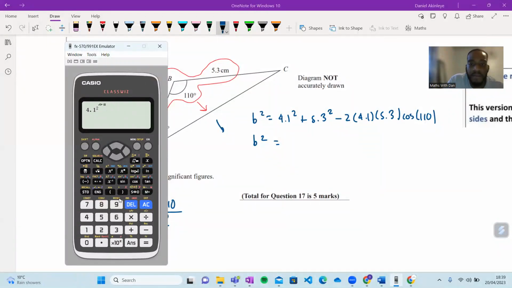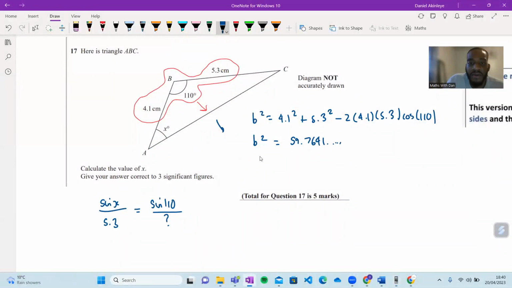4.1 squared plus 5.3 squared minus 2 lots of 4.1 and 5.3, and then cosine of 110. Now remember, when you're doing these long-winded calculations, make sure whatever you've written down on your paper matches exactly what's on your calculator. You don't want to make silly mistakes and lose marks unnecessarily, right? 4.1 squared, fine, plus 5.3 squared, fine, minus 2 times 4.1 times 5.3 cosine of 110, perfect. Click equals, this gives me this number here. It's 59.7641, blah, blah, blah.